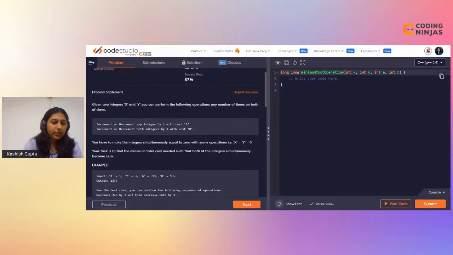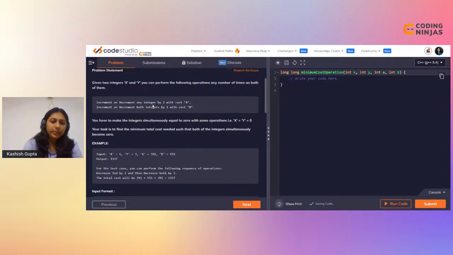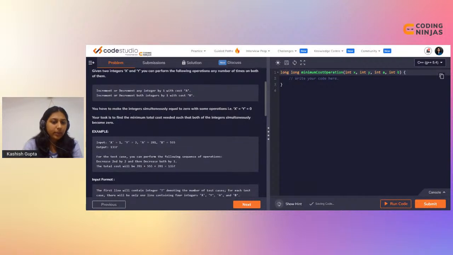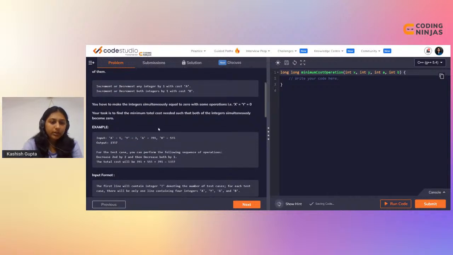So the question is: given two integers x and y, you can perform the following operations any number of times on both of them. Increment or decrement any integer by 1 with cost a. Increment or decrement both integers by 1 with cost b. You have to make the integers simultaneously equal to 0. That is, x and y have to be 0 ultimately. Your task is to find out the minimum cost needed such that both of these integers are simultaneously 0. Okay. So first let's discuss the approach.